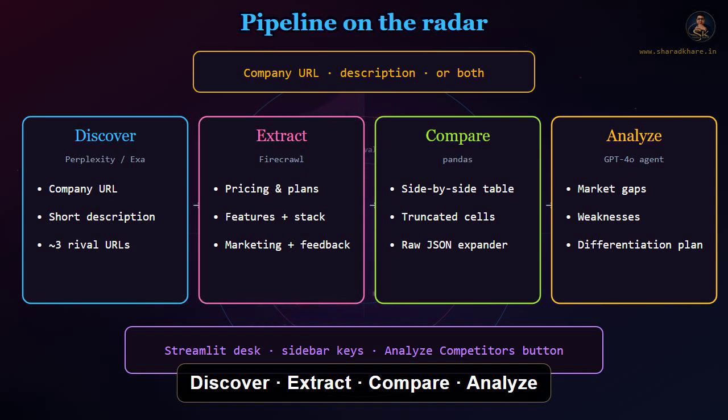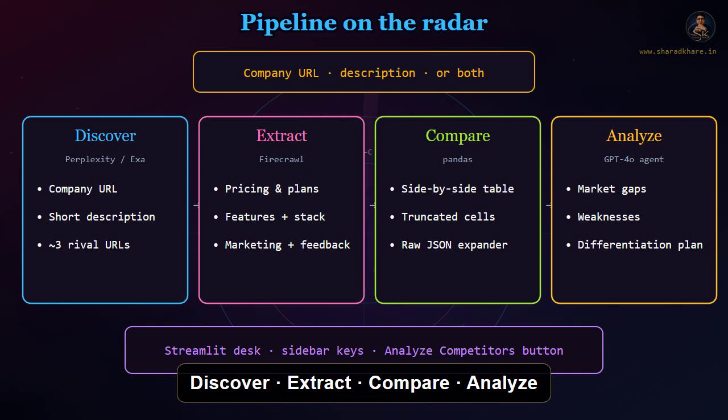Stage 2, Extract. Firecrawl crawls each rival site and fills an identical schema with pricing, features, tech stack, marketing focus, and feedback. Meet stage 3, Compare. Pandas builds a side-by-side table you can show stakeholders without opening 20 tabs again. An OpenAI GPT-4o analysis agent turns that structured JSON into market gaps, weaknesses, and differentiation ideas.